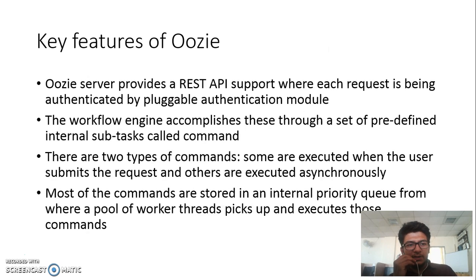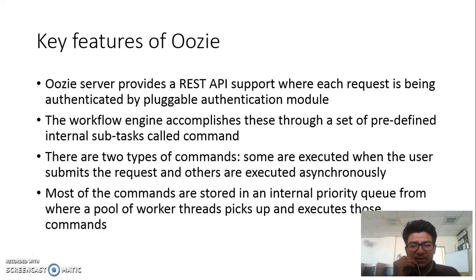Now let us look at some key features of Oozie. Now the Oozie server provides REST API support where each request is authenticated by a pluggable authentication module. So there's a particular module that authenticates each and every request that the Oozie server gets. Now the workflow engine accomplishes these through a set of predefined internal subtasks called commands. So there are specific different types of commands that are used to implement the Oozie job.